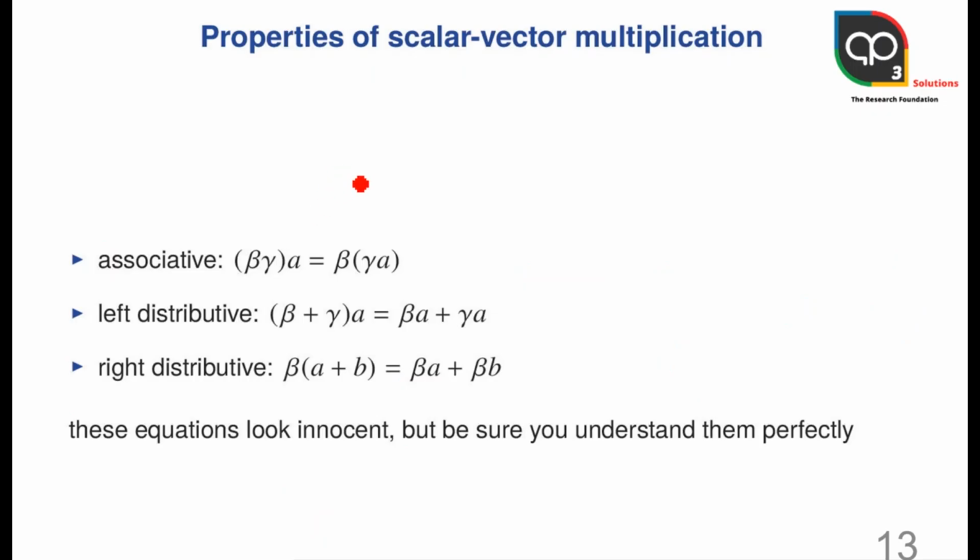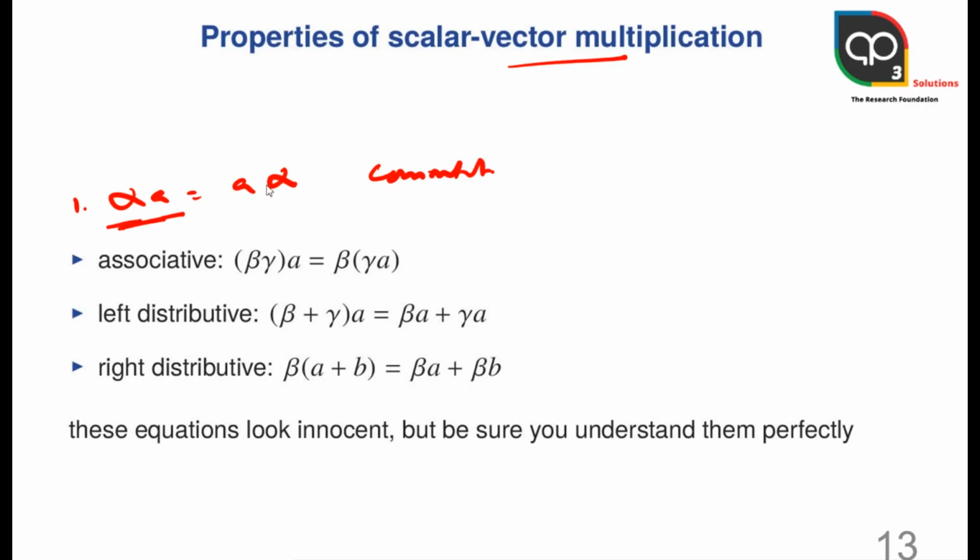Dear friends, let me just give some properties. By definition, the first one is alpha A, which is equal to A alpha, for any scalar alpha and any vector A. This is specified as the commutative property of scalar vector multiplication. It means that scalar vector multiplication can be written either way, as alpha A, which is equal to A alpha.